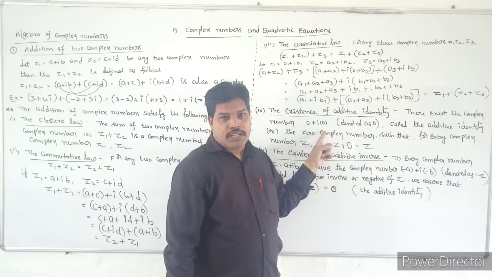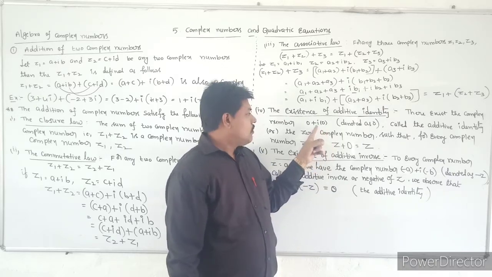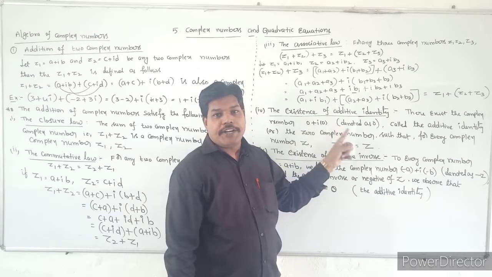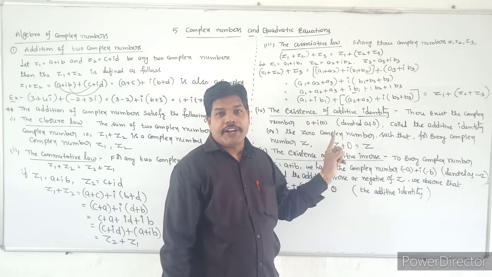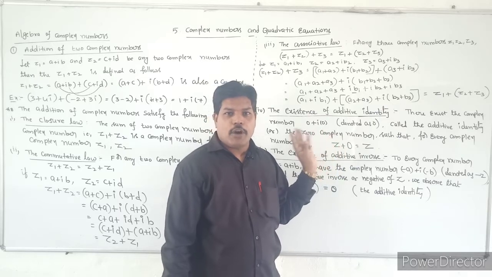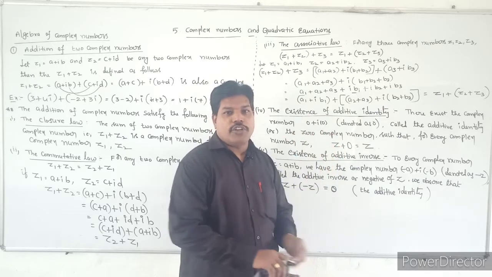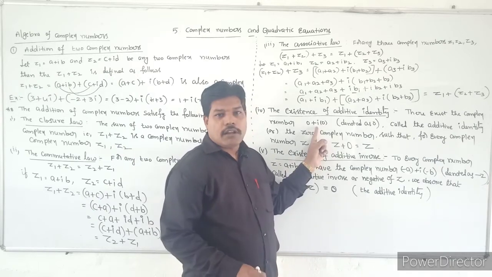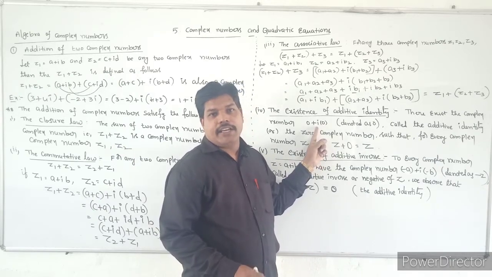Do you understand that? So what is that? 0 plus i into 0 is called the additive identity of the complex numbers. If you add the 0 complex number to any complex number, you will get the same number. So that is why this one is called the additive identity.